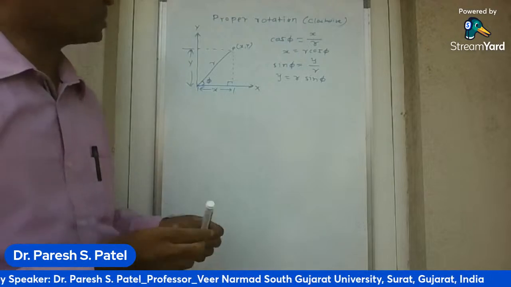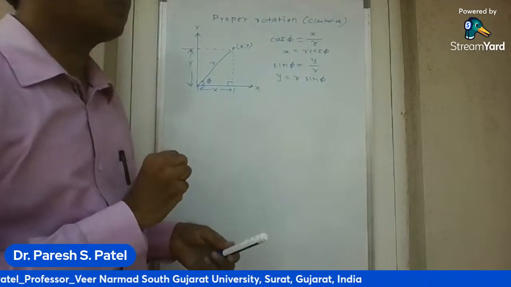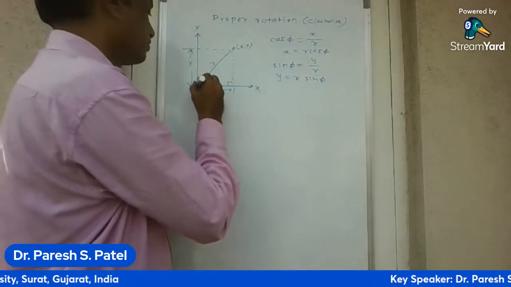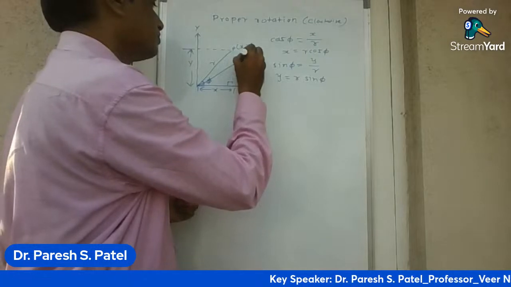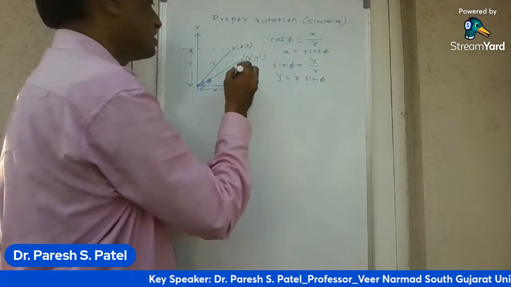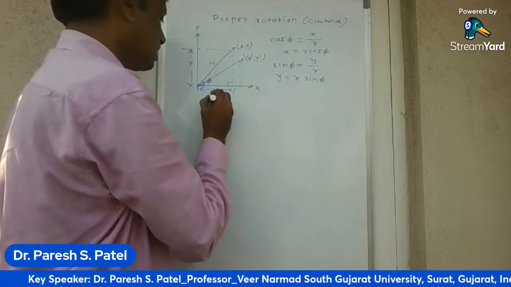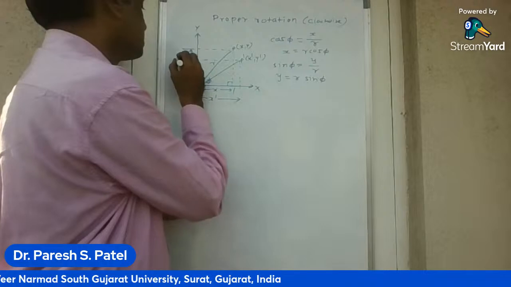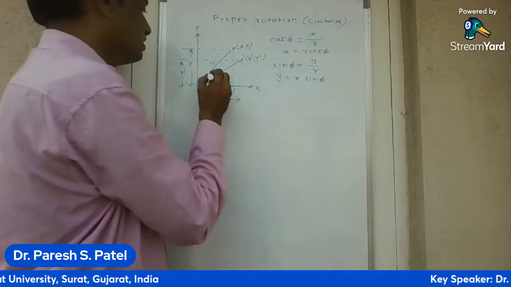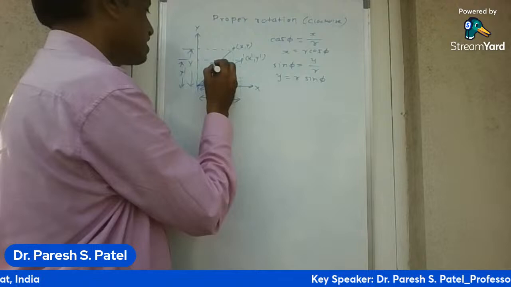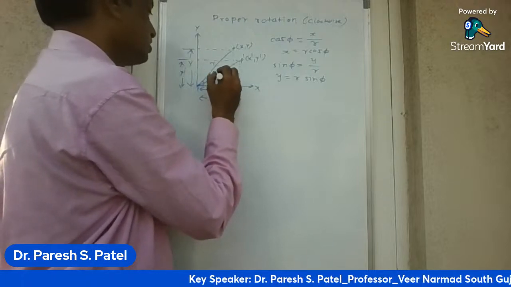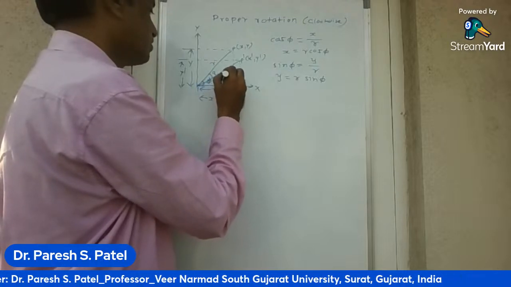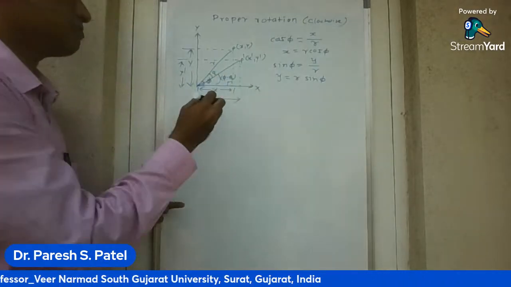Now, the matrix representation for clockwise proper rotation. It means if you rotate vector p to p dash, the new coordinates are x dash and y dash. It means along the x-axis the distance is x dash, and along the y-axis the distance is y dash, and this is theta. It means the overall angle is phi minus theta.